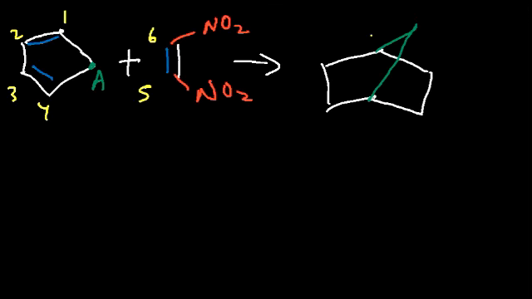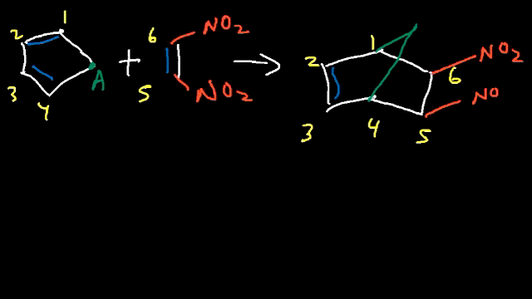And so this is carbon 1, 2, 3, 4, 5, 6. Between 2 and 3, we still have a double bond. And on 5 and 6, we have 2 NO2 groups. Because they're cis with respect to each other, we can put them facing outward, like this. This is called the exo product, which is not the major product, it's the minor product.